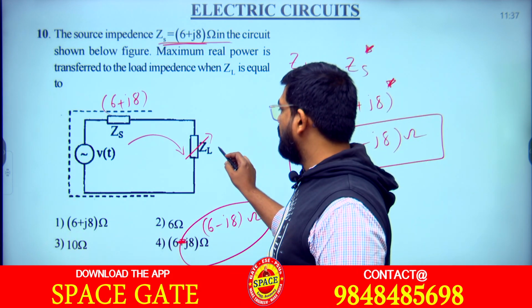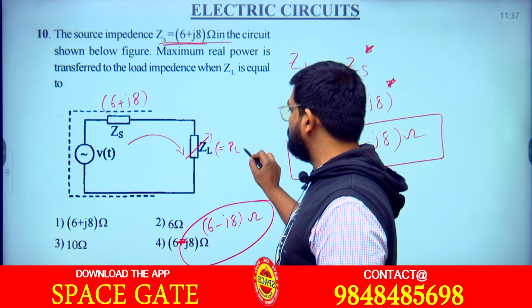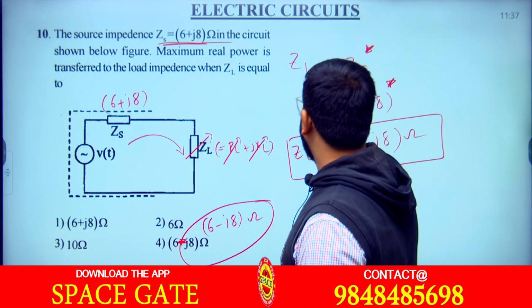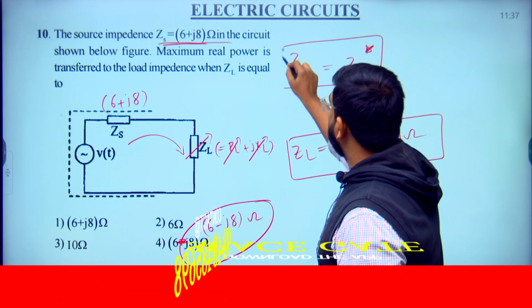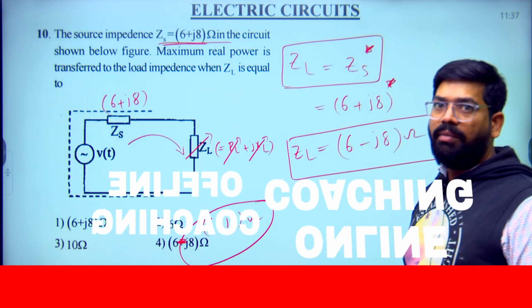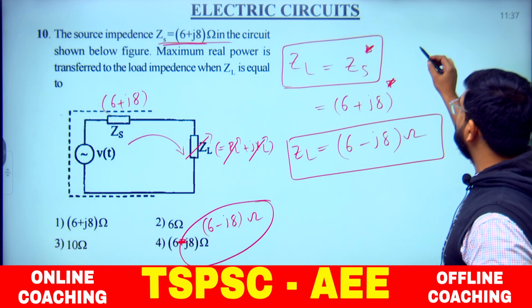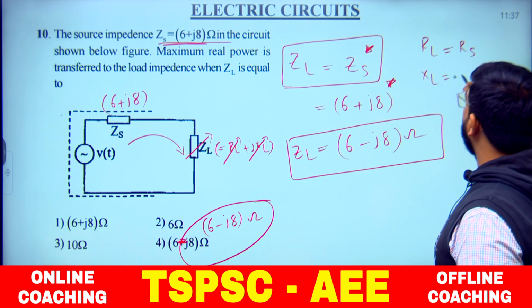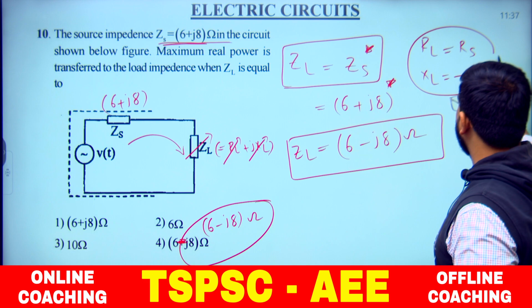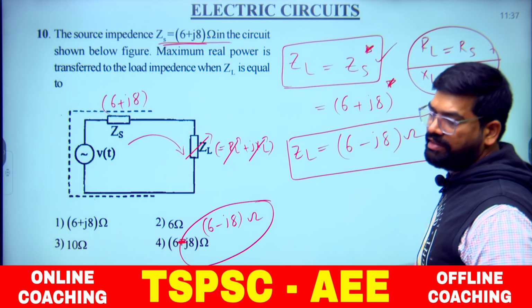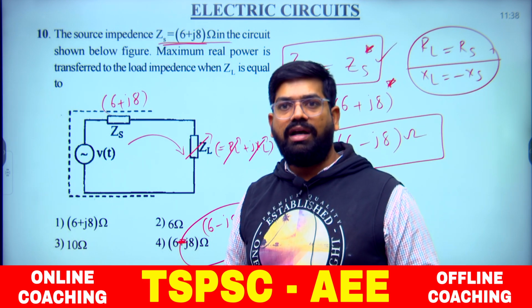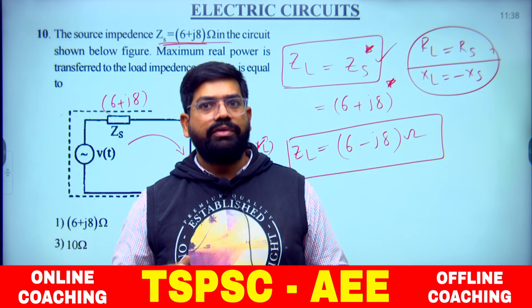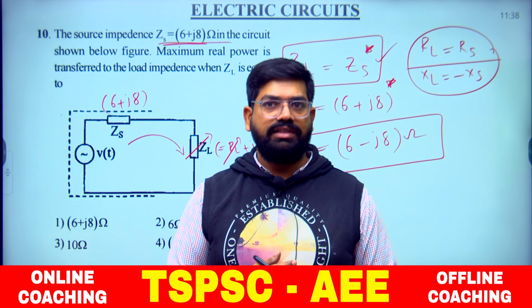Where ZL consists of RL plus JXL, whenever both are variable elements, what is the condition here? The load impedance is equal to the complex conjugate of the source impedance, means RL is equal to RS, whereas XL is equal to minus XS. That is the reason why we mention it as the complex conjugate of source impedance. Understood? So we observed some questions here through these different kinds of concepts, right?